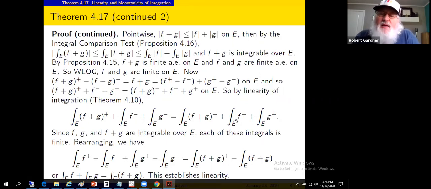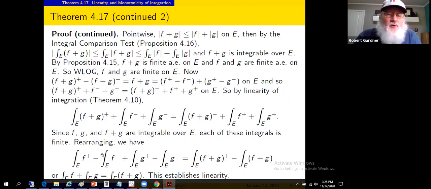But we've got the integral of the positive part of f minus, when I bring it over, the integral of the negative part. Integral of the positive part of g minus the integral of the negative part. That's exactly what's given here. And we'll have the integral of the positive part of f plus g minus the integral of the negative part of f plus g, producing this last line.